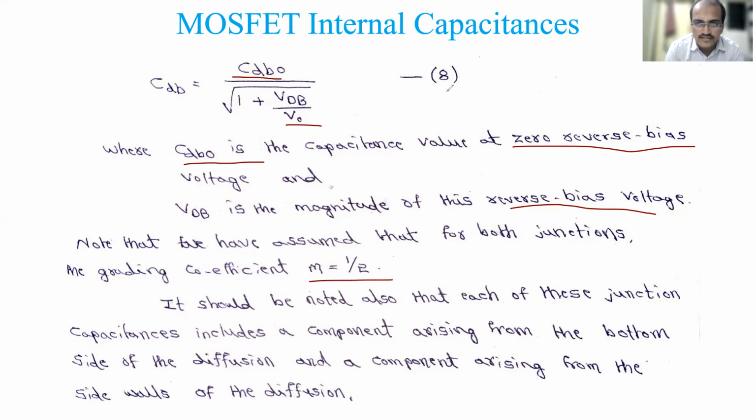So there is a diffusion you are doing in the body part, right? This is the p-type substrate. There are many other aspects. One is at the bottom side, where a capacitance may exist. Also it may exist from the side walls of the diffusion.